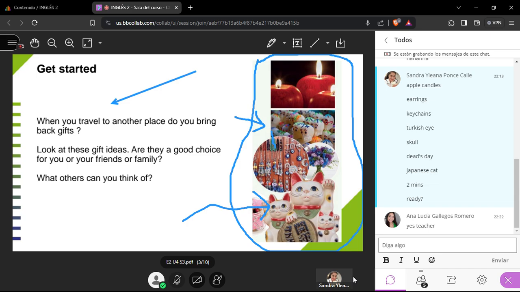And Sarah, what about you? What other options can you think of? So besides the Japanese cat, the Turkish eye, and the earrings, can you consider any other options? Well, I think, for example, paintings, or a kind of art, maybe sculptures, or something that is representative of the country or the city that you visit. Right, I agree.